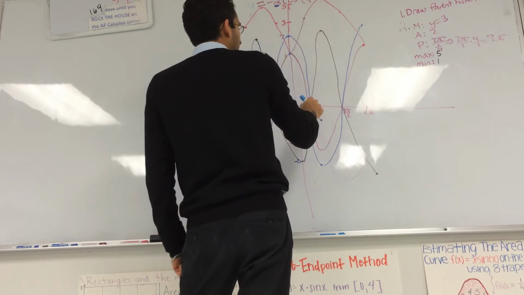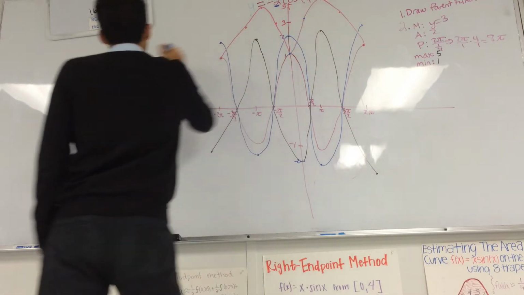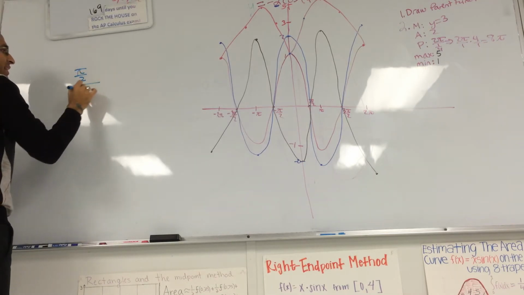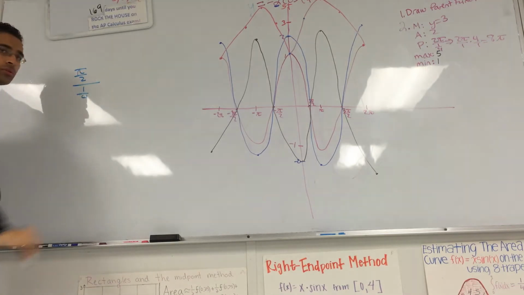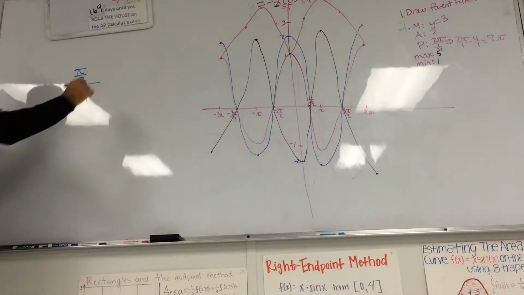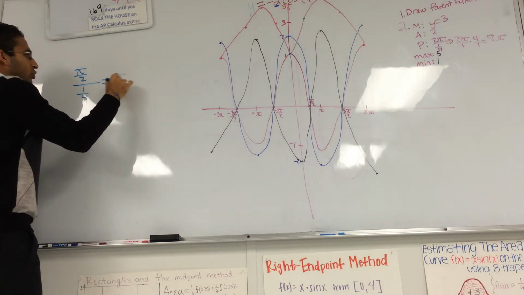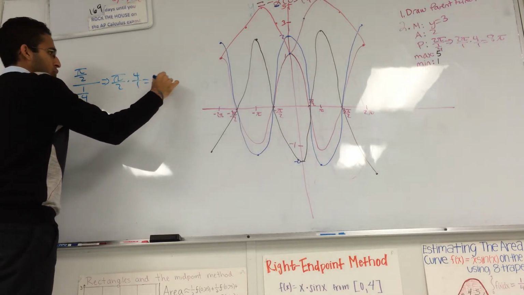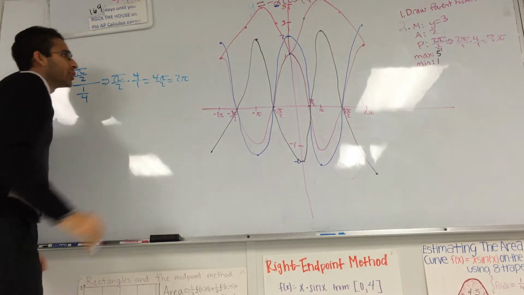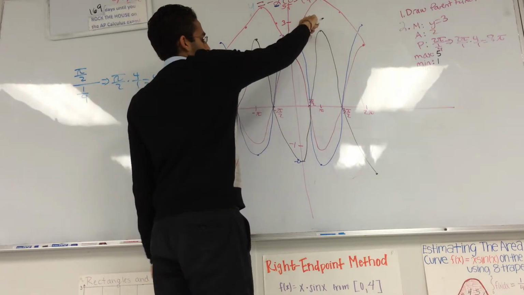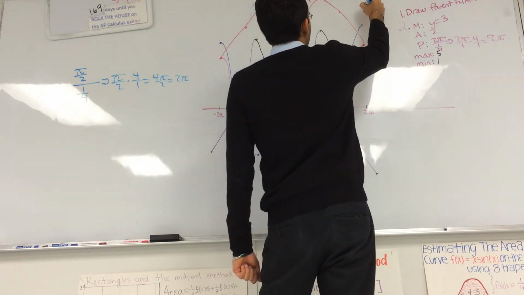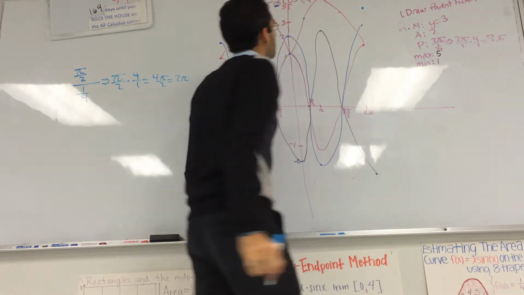This point has an x coordinate of pi over 2. So we need to do pi over 2 divided by 1/4. So we need to keep, change, flip. Pi over 2 times 4 over 1 is 4 pi over 2, so 2 pi. So this point that used to be right here at pi over 2 comma 3 now comes way out here to 2 pi comma 3.